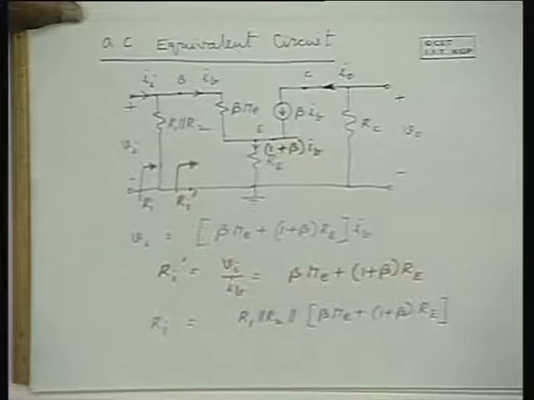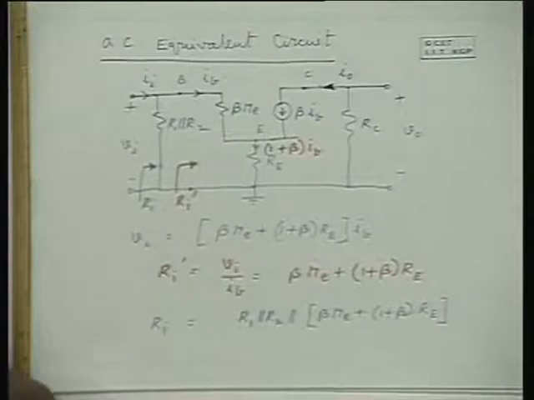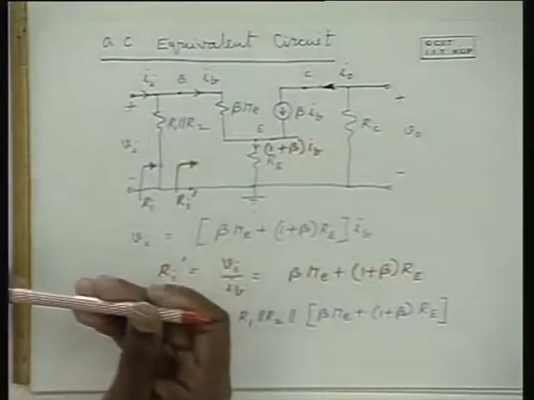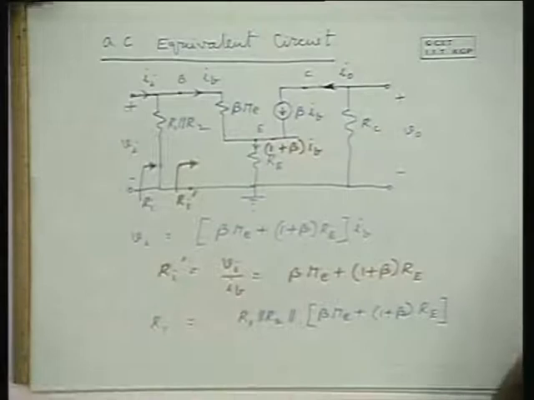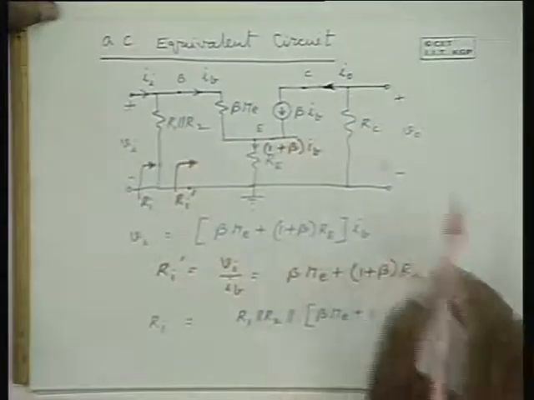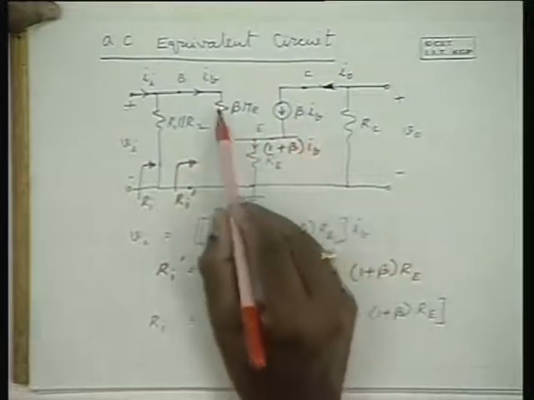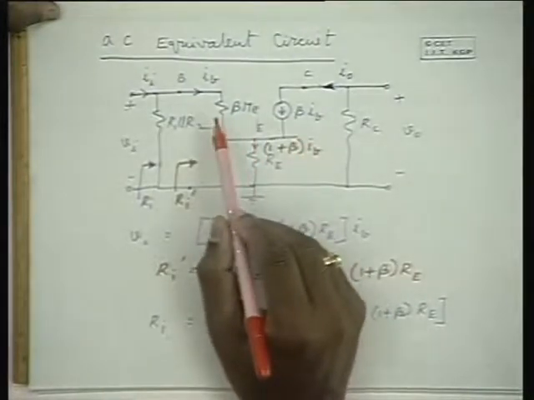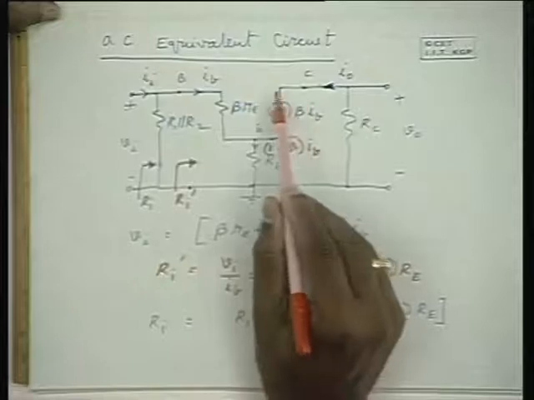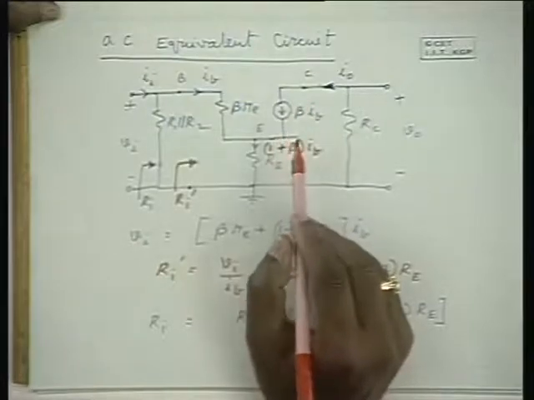Now, this is the analysis of the common emitter amplifier circuit with self bias as the biasing circuit. Now please note that we have used an approximate model here, wherein beta Re is the input resistance and beta IB is the current dependent current source.